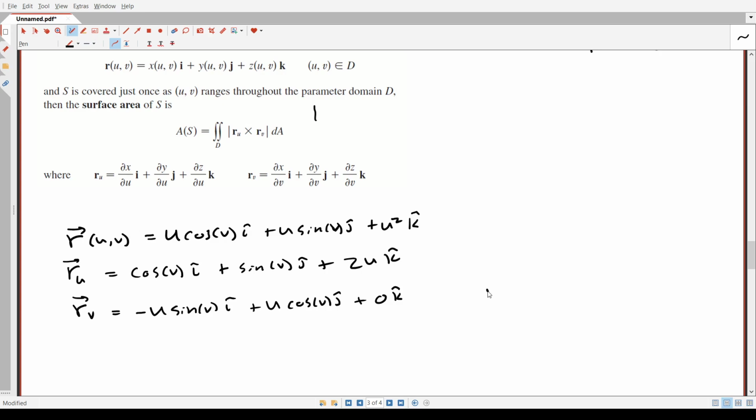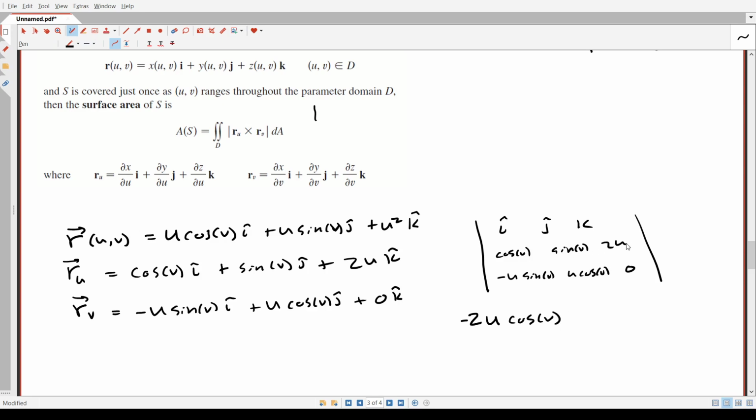Okay, so let's compute the cross product of these. That's going to be i, j, k, and I have cosine v, sine v, 2u, and then I have minus u sine v, u cosine v, and then 0. So I do this determinant. First I get minus 2u squared cosine v, right? So I have 0 minus this. So that's the i component. The j component, remember I put a negative. I have 2u and I have a u here in front, so u squared. Thank you, Kevin.